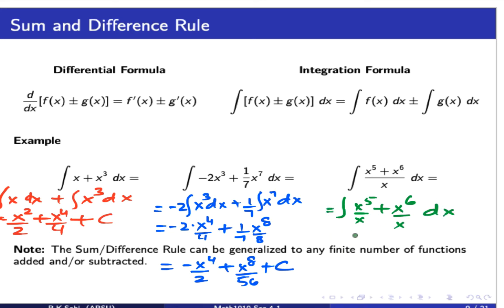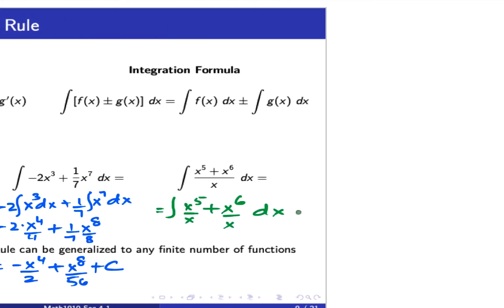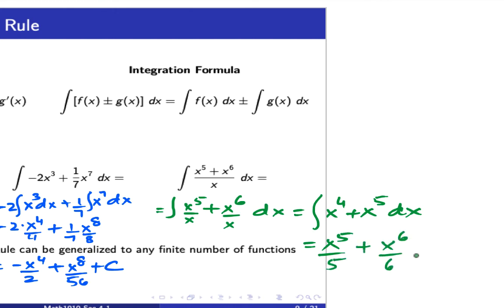Now, what does this look like? It equals, now apply our exponent rules, so 5 minus 1, remember, is 4, plus x to the 6 minus 1, which is 5, dx. Okay, now this is very simple. We can do it in one go. So x to the 4 gives x to the 5 over 5, plus x to the 5 gives x to the 6 over 6, plus a constant.